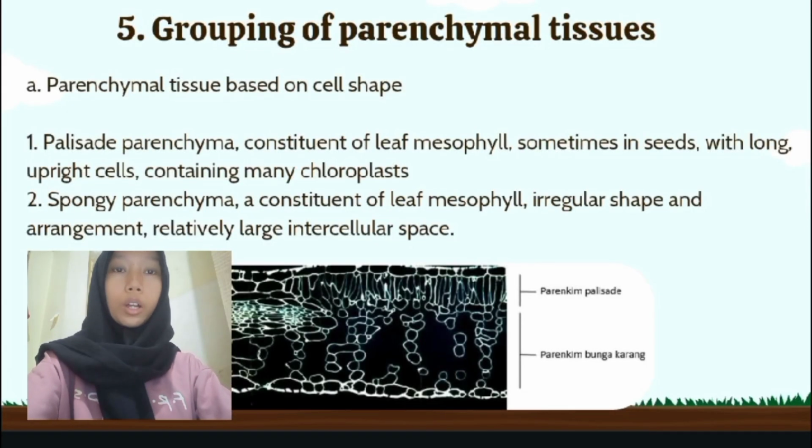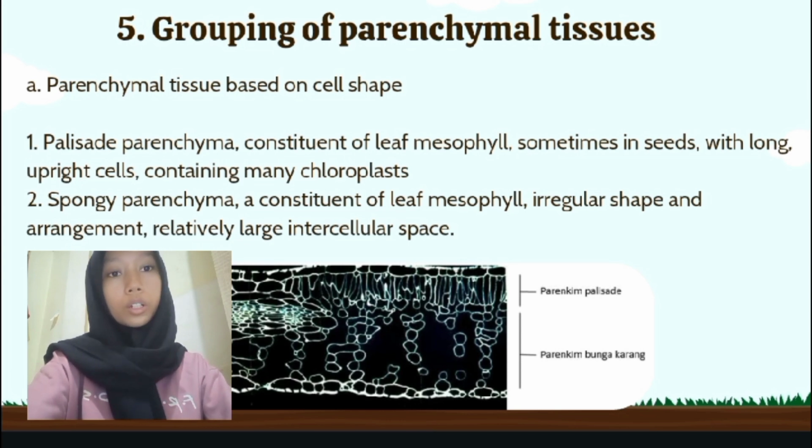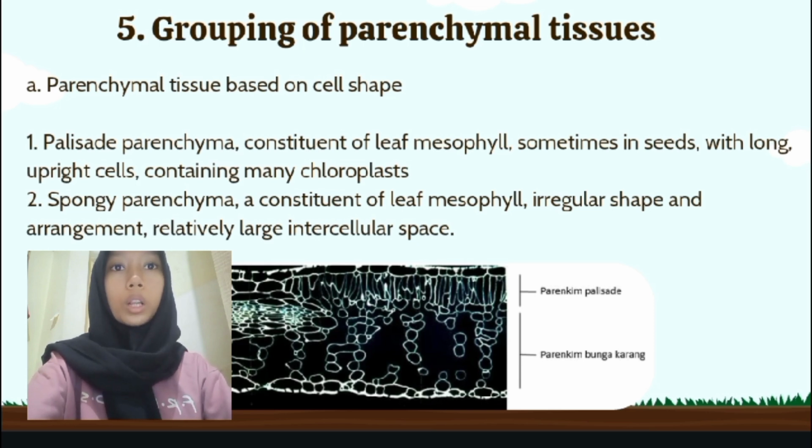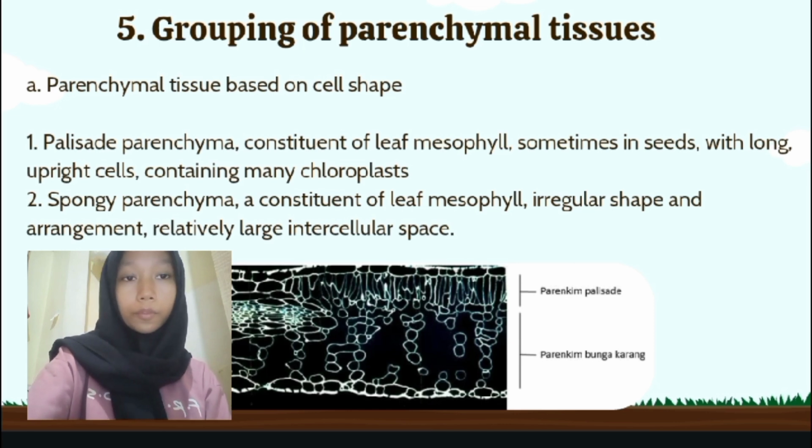Okay, thanks to the moderator, I will present a material about the grouping of parenchymal tissues. Parenchymal tissues based on cell shape. First, palisade parenchyma, a constituent of leaf mesophyll, sometimes in seed, with long upright cells containing many chloroplasts. Second, spongy parenchyma, a constituent of leaf mesophyll, with irregular shape and arrangement and relatively large intercellular spaces.